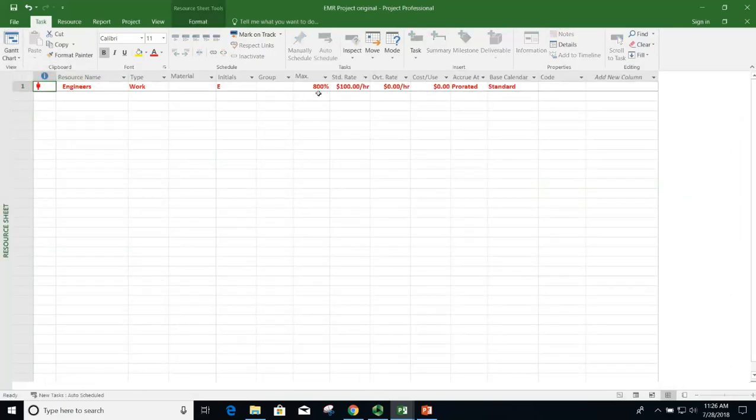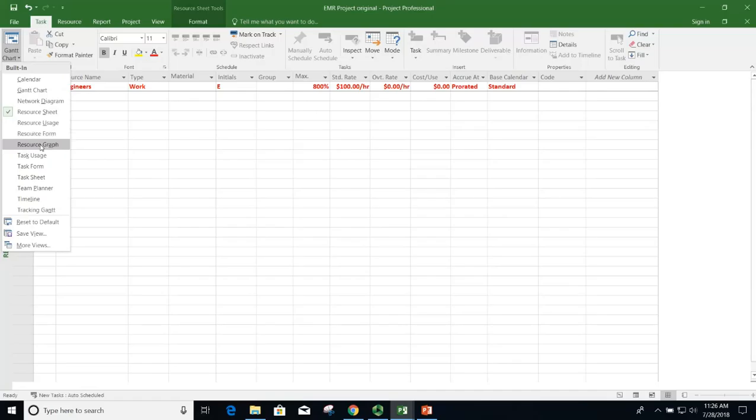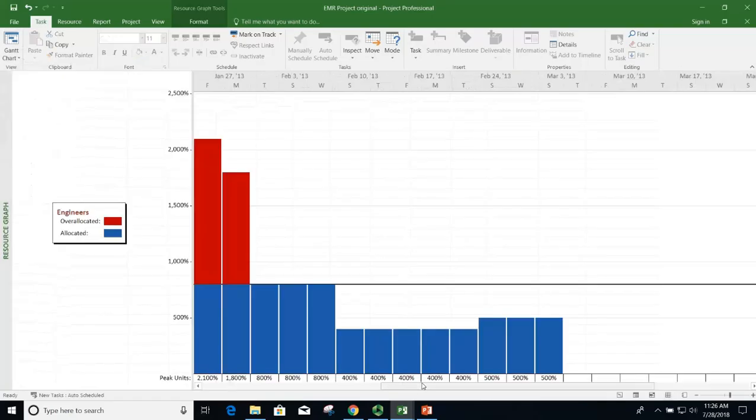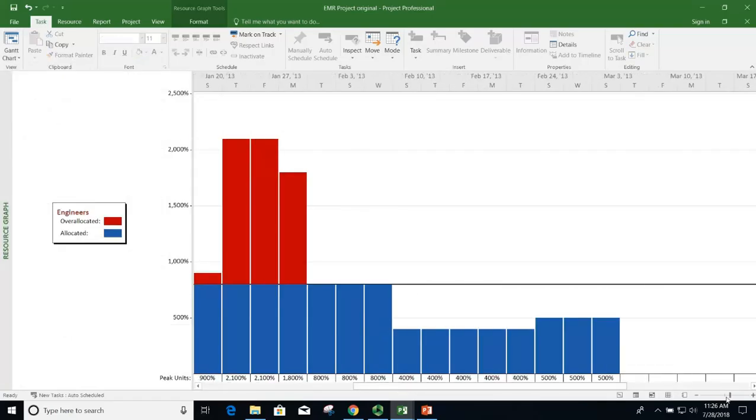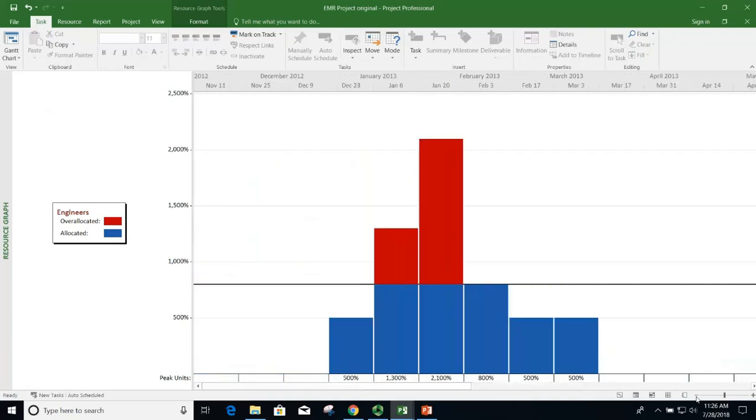8 heads max, so 800%. I threw in $100 per hour here just so we could see what the rates are. But that's what's over allocated, are those 8 heads. If I wanted to look at the graph, I could look at the graph here. Let's shrink it a little. So you can see here there are times in the project when we're over allocated over the 8 heads.